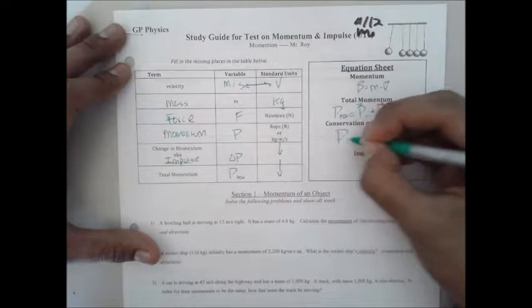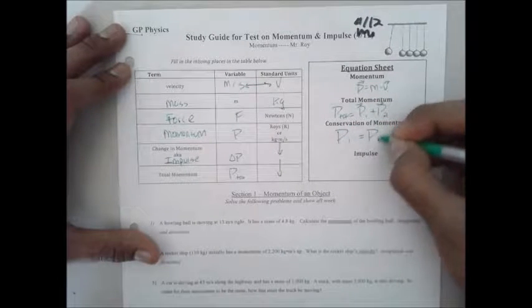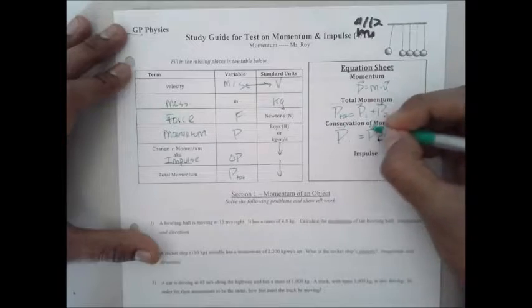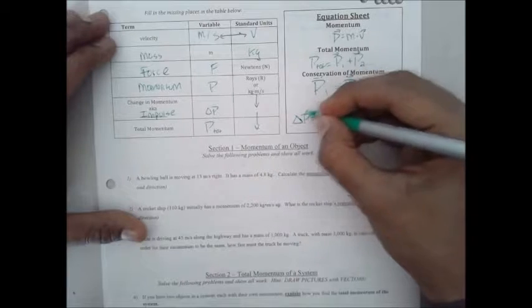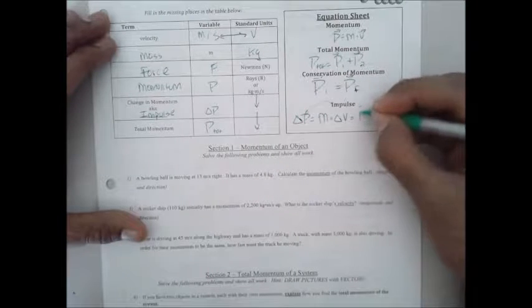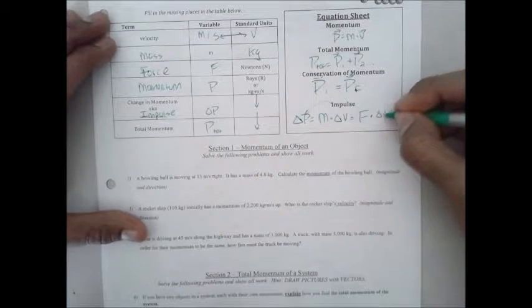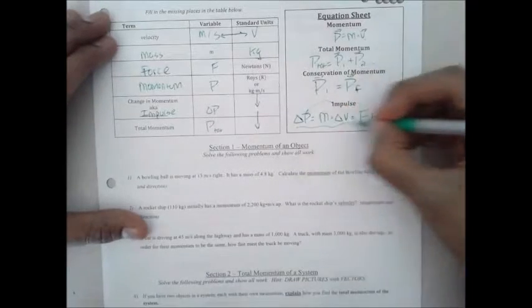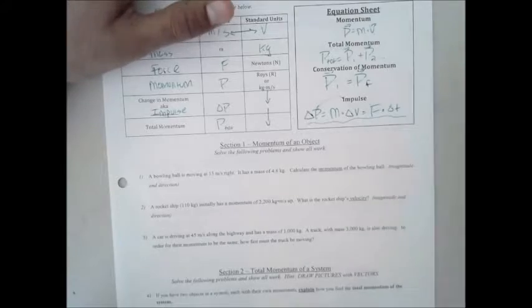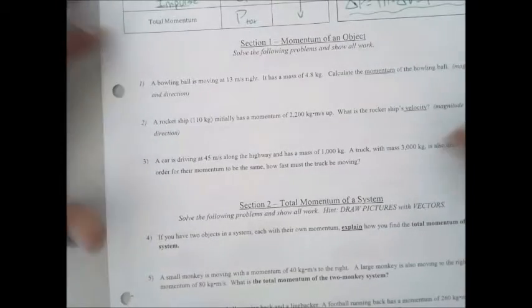Conservation of momentum says P initial is equal to P final. Okay? P initial is equal to P final. The impulse is the change in P, which is generally mass times change in velocity. So this is impulse, the change in P, is equal to force times delta T. This is impulse. Really useful if we want to figure out the change in velocity of an object, mass and time and all that good stuff.